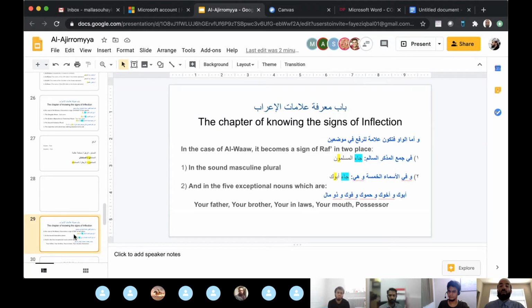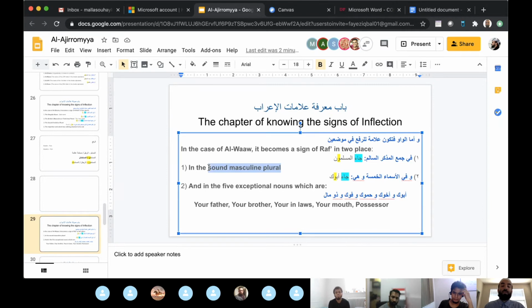وأما الواو فتكون علامة للرفع في موضعين. In the case of al-waw, it becomes a sign of rafa in 2 places. In the sound masculine plural, and you guys should already know what a sound masculine plural is, right? We already spoke about this. If you have any questions, please refer back to slide 27, in which I have explained the plurals. So in the sound masculine plural, a waw becomes a sign of rafa. So if I was to say ja al-muslimuna, al-muslimuna here would be marfu, or would have this inflection of al-rafa. Why? Because it has a waw.